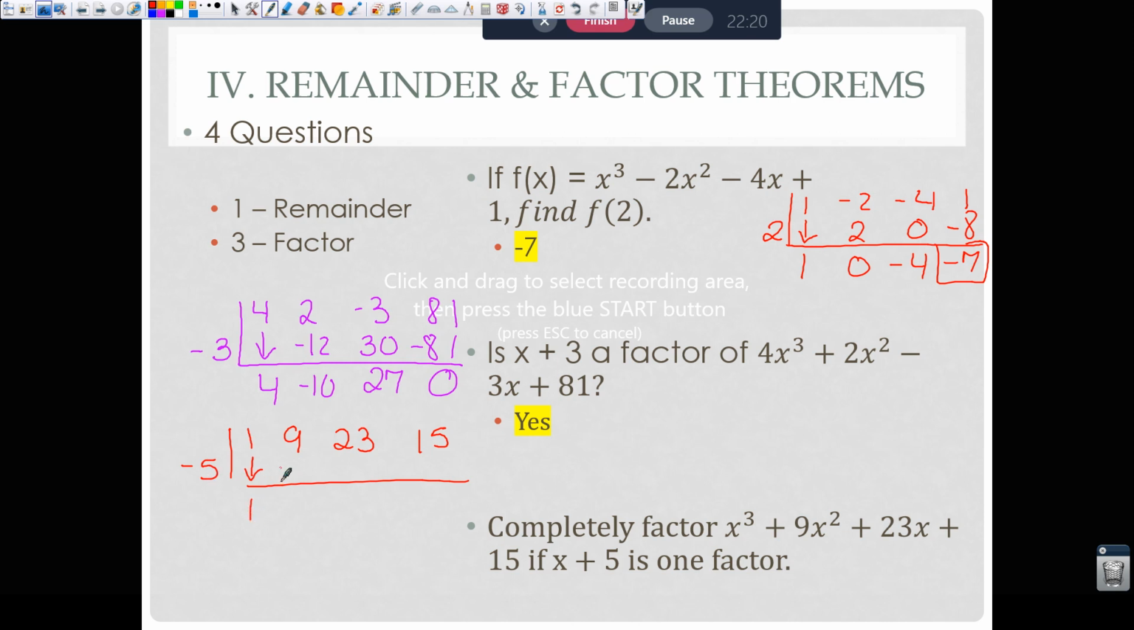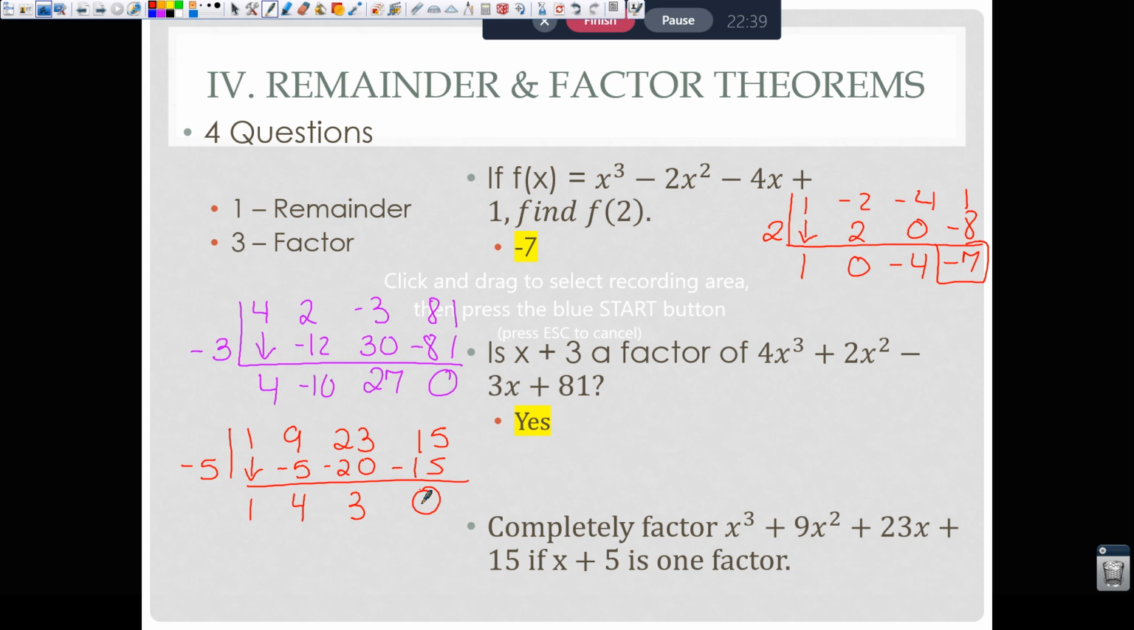Negative 5 times 1 is negative 5. 9 plus negative 5 is 4. Negative 5 times 4 is negative 20. So I'm left with 3. Negative 5 times 3 is negative 15. So that is 0. So yes, this is a factor.